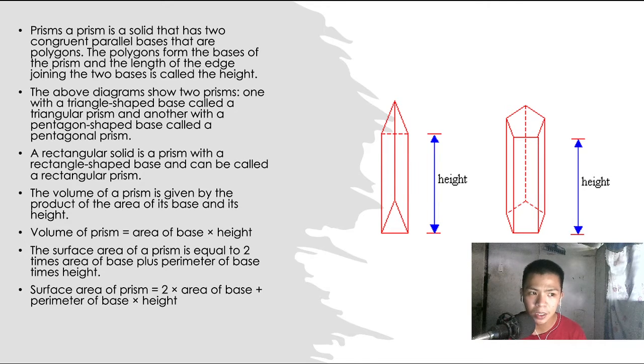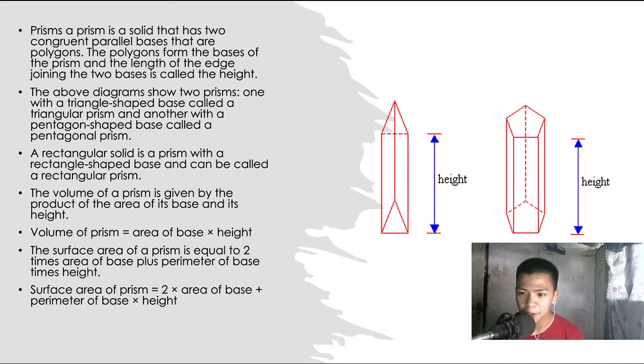In the previous slide, we studied the rectangular prism. Next, in this slide, this is the prism. A prism is a solid that has two congruent parallel bases that are polygons. The polygons form the bases of the prism, and the length of the edge joining the two bases is called the height.